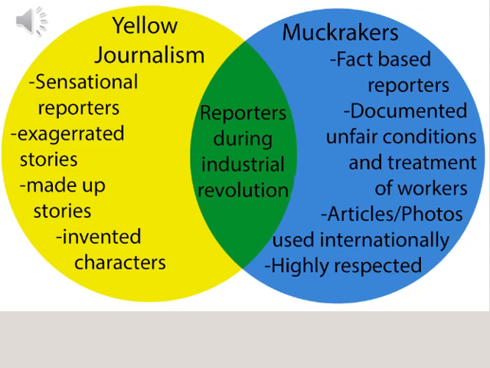A couple of key terms from our vocabulary that will help us understand urbanization and capitalism, as well as a labor reform movement, are yellow journalism versus muckrakers. Both terms represent reporters during the Industrial Revolution. Whereas yellow journalists were sensational reporters who exaggerated stories or made up stories completely, even invented characters to support their fiction, muckrakers were fact-based reporters who documented unfair conditions and treatment of workers. Their articles and photos were used internationally, and they were highly respected for their work.